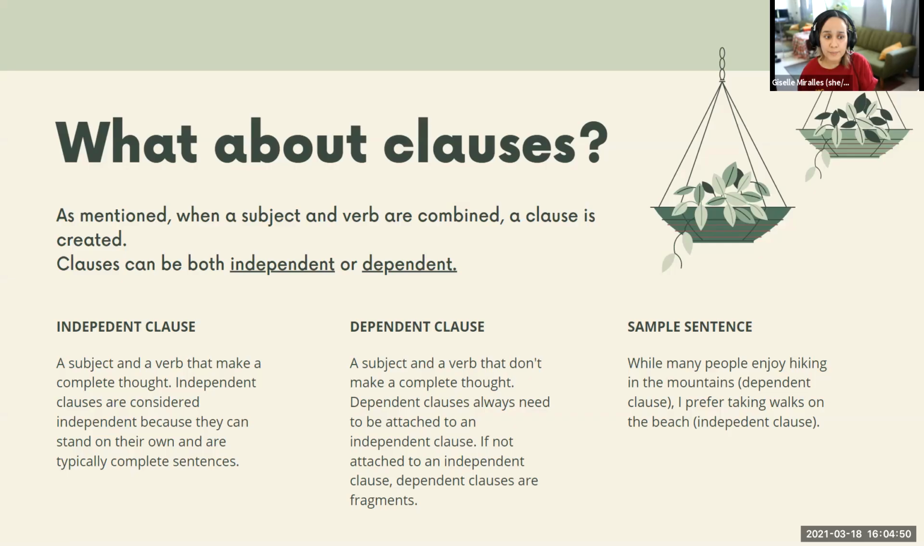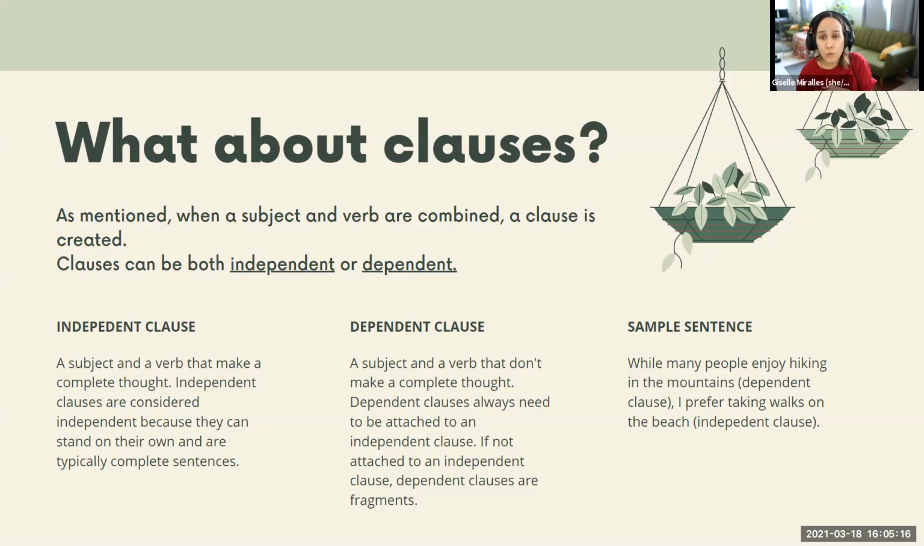On the other hand, a dependent clause is a subject and a verb that don't make a complete thought. So a subject and a verb are present, but the thought isn't complete. It's not a complete sentence. If you put a dependent clause in your essay or in your writing without an independent clause, that would effectively be a fragment, which is an incomplete sentence.